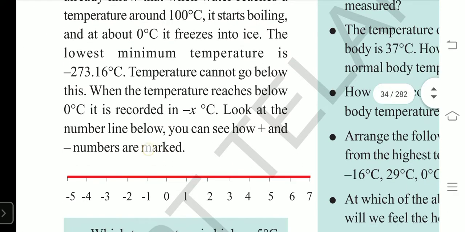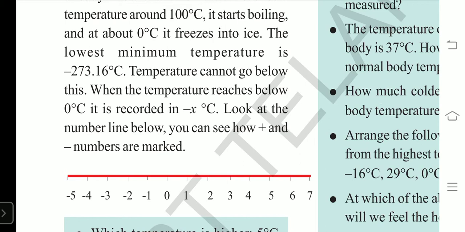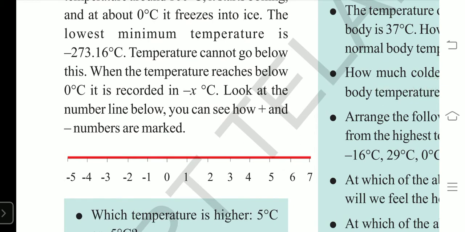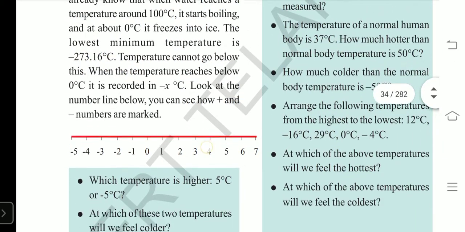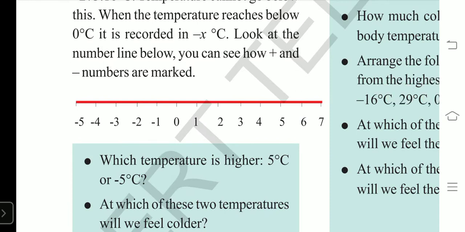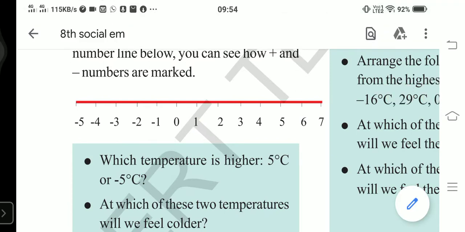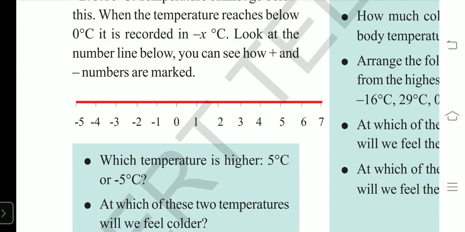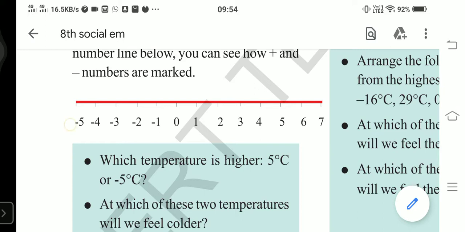We are given that on the x-axis. This is the water temperature recorded. Look at the number line given here. You can see how positive and negative numbers are marked here, right? This is the line showing the temperatures. One here is plus 1 degree centigrade. This is plus 7 degrees centigrade, right? And moving towards the left, it is minus 5 degrees centigrade, right?